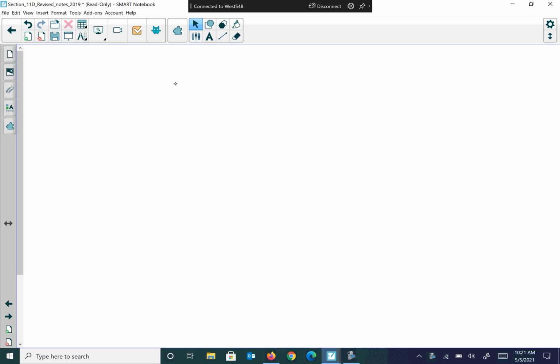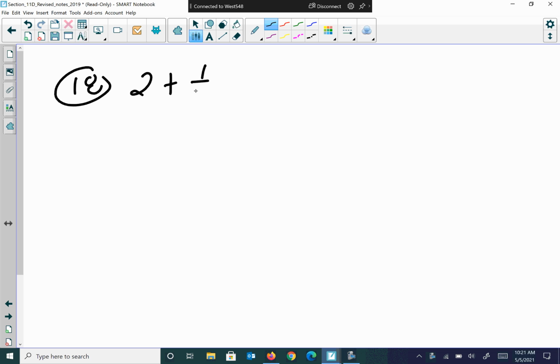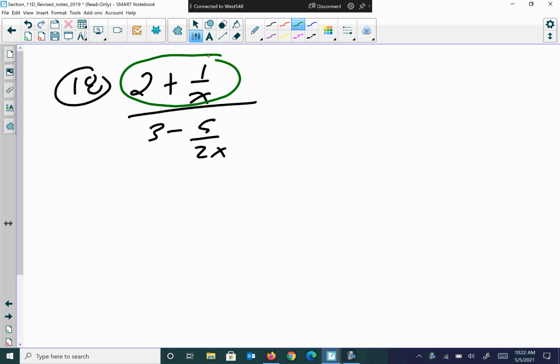18, you got it. Number 18, we have 2 plus 1 over x, over 3 minus 5 over 2x. And I know it asks for the least common multiples. What I would do is, let's take care of this first.